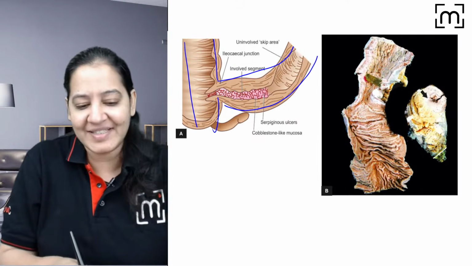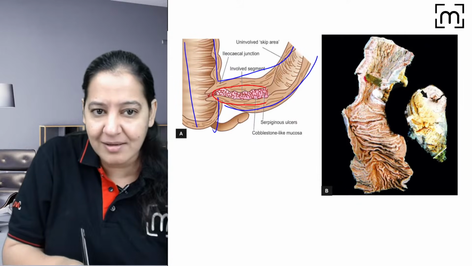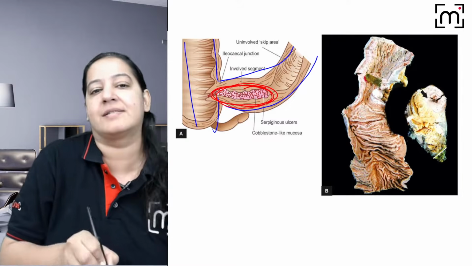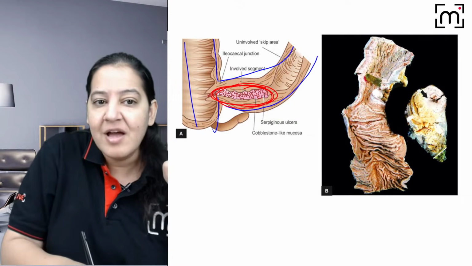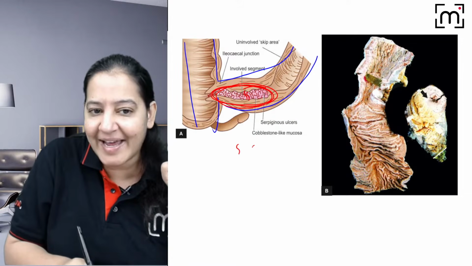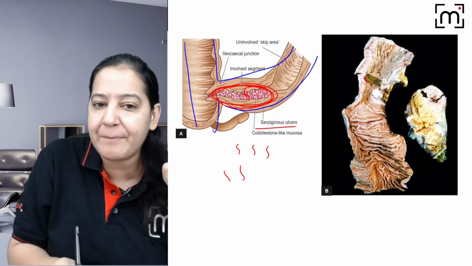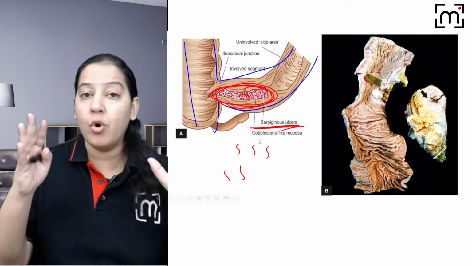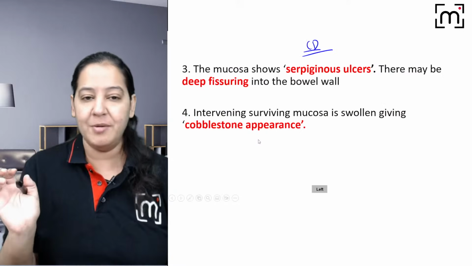Inside that I can see the ulcers. What is the shape of the ulcers? The shape of the ulcers is like snakes, small snakes. It is known as serpentiginous ulcer. So serpentiginous ulcers are present. Give me a thumbs up.